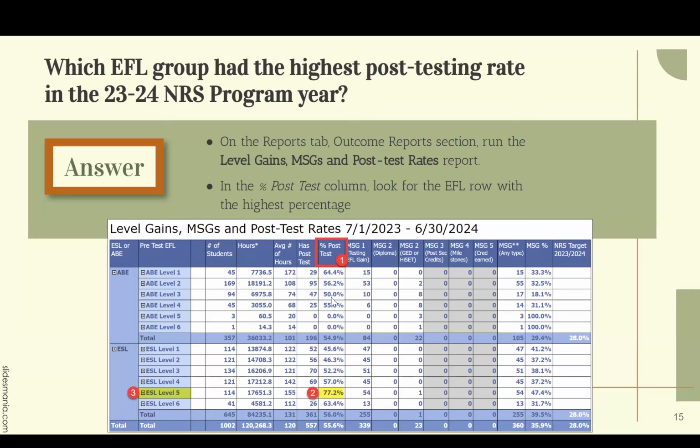Are you not getting many students in that category post-tested? ESL level 6 with 8% is your lowest. And maybe that group is a group that comes to school for a while and then they get a job, they leave, and you didn't get the opportunity to post-test them. But that's something important to know, so you can maybe target that population with getting them tested before they disappear from your program.